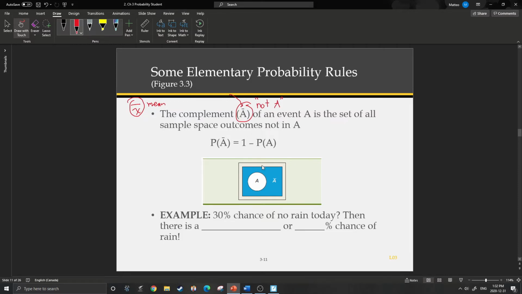So does it make sense if you look at this diagram? Here's my event A, and everything that is not A is highlighted in blue, right? So here's A, everything that's not in this circle is not A. It makes so much sense.